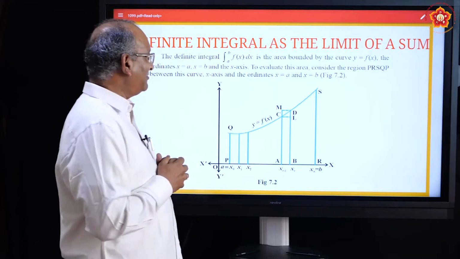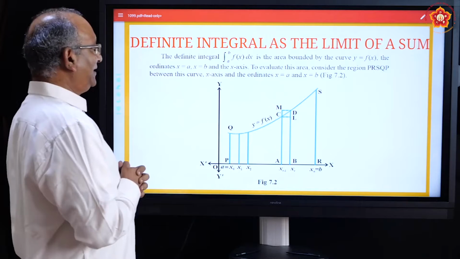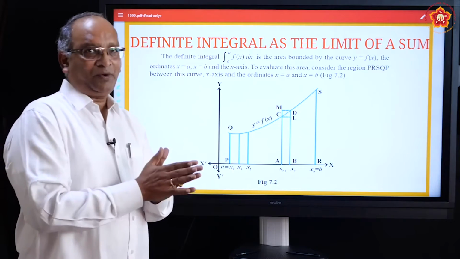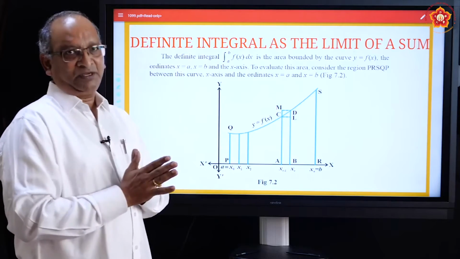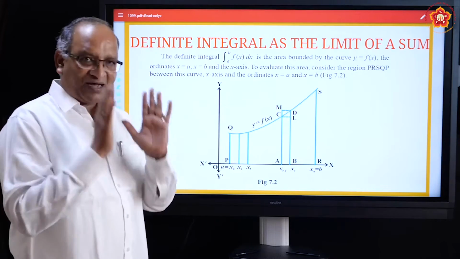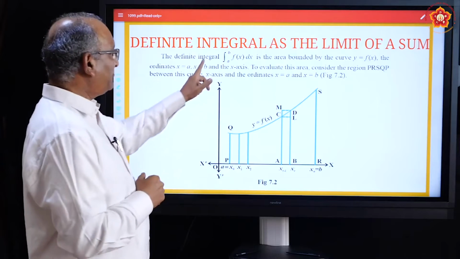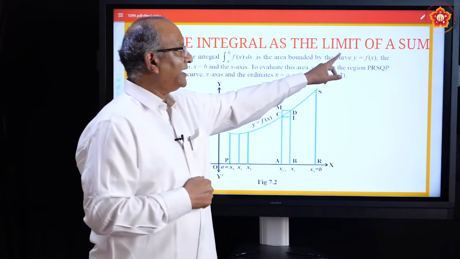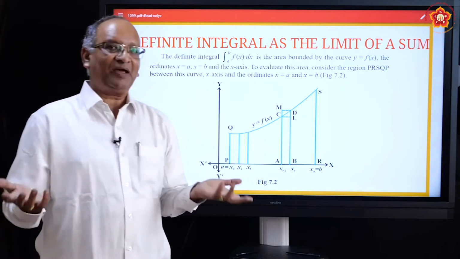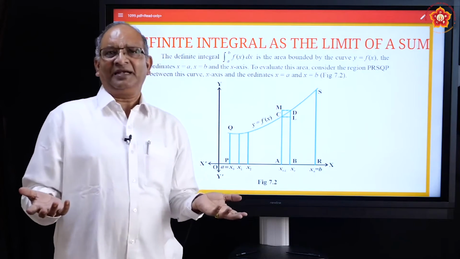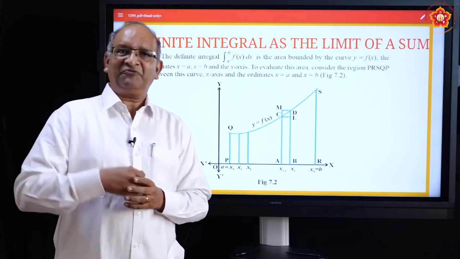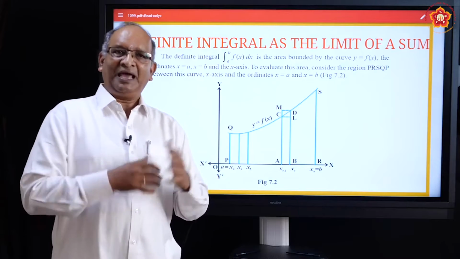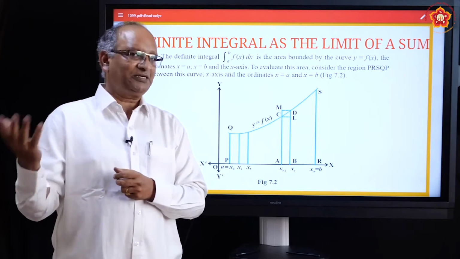So just have a look once again. A definite integral from a to b. a and b are limits. Remember, a is called the lower limit, b is called the upper limit. Within these two limits, the function is defined. f(x) is a function. So what does it give? It gives the area bounded by the curve y equal to f(x). What is y equal to f(x)? It is a function. Let us say, for example, a sine function. f(x) can be sin x. f(x) equal to x, a polynomial function. f(x) equal to e to the power x, an exponential function.